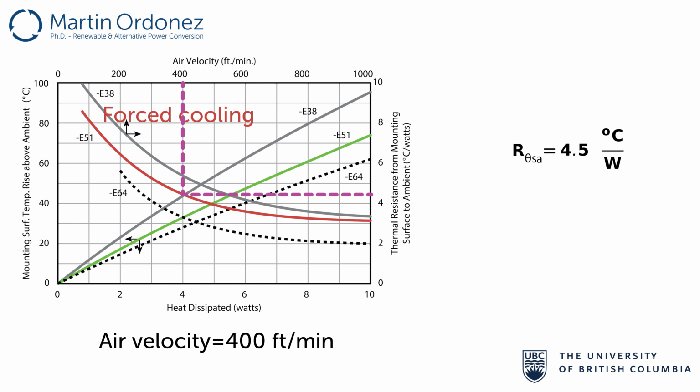Make sure that you use the right curve and axis for forced cooling. Again, don't forget to apply a safety factor. By applying 30% as safety factor, we get to 5.85 degrees Celsius per watt, which is much lower than the previous case with natural cooling system.